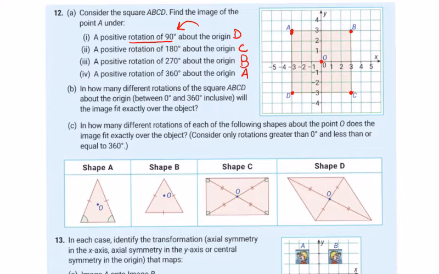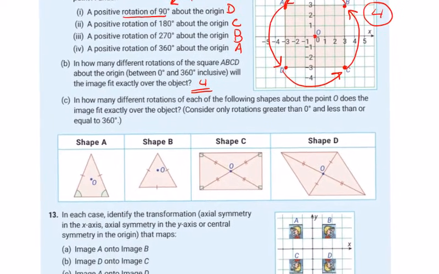Nice easy start. In how many different rotations of the square ABCD about the origin between 0 and 360 inclusive will the image fit exactly to the object? Well, because it's a square, A ends up at D, D ends up at C, and C ends up at B. So that's going to happen 4 times. So the answer to this one will be 4. They're not really trying to trick you here. The answers are fairly obvious.